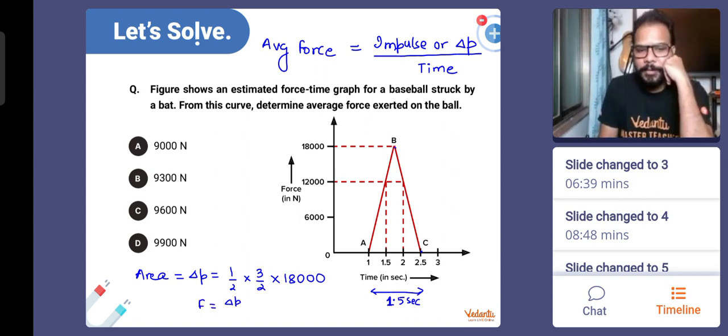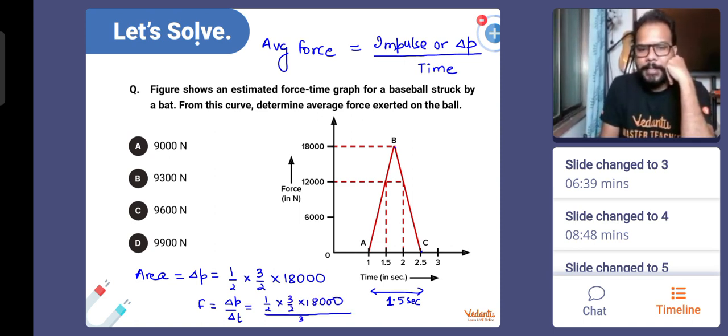And how do I calculate the force? Change in momentum upon change in time. So change in momentum is 1 by 2 into 3 by 2 into 18,000, and divided by the change in time, that is 3 by 2. So 3 by 2 and 3 by 2 get cancelled. Very simply, the answer comes out to be 9,000. Got it, everyone? Without even doing any calculation, honestly.